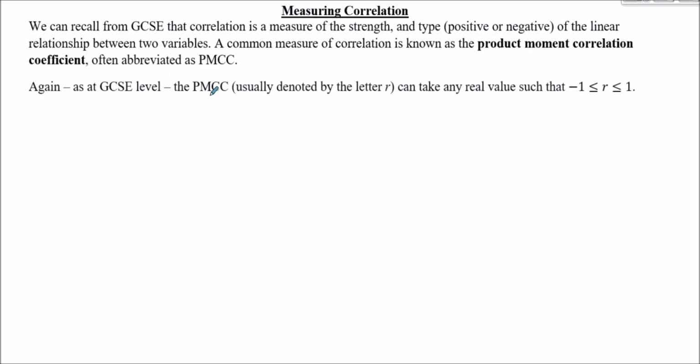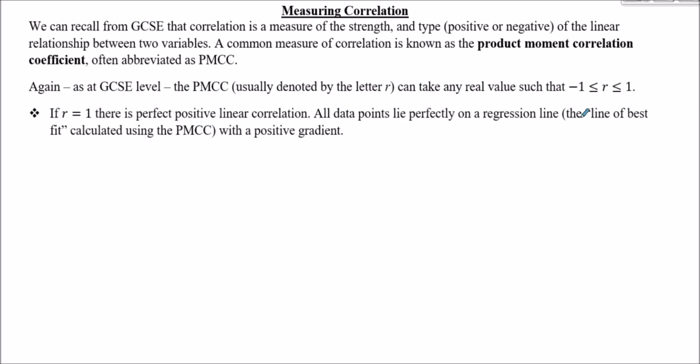A common measure of correlation is known as the product moment correlation coefficient, which is called PMCC for short. So again, like at GCSE level, the PMCC, usually denoted by the letter R, can take any real value between -1 and 1. So if you remember from GCSE, correlation is measured in between -1 and 1. So if R is 1, there's perfect positive linear correlation. So all data points lie perfectly on a regression line.